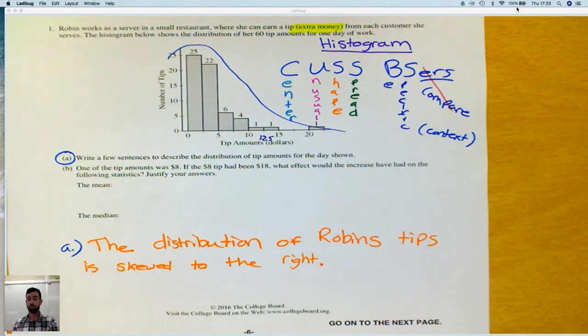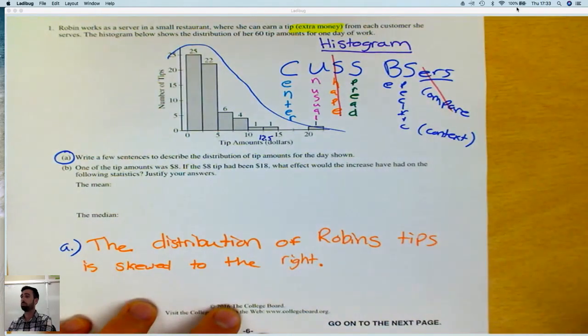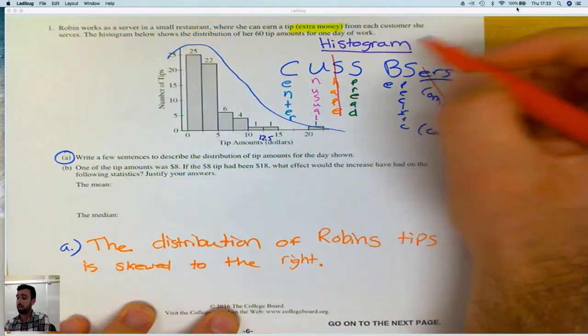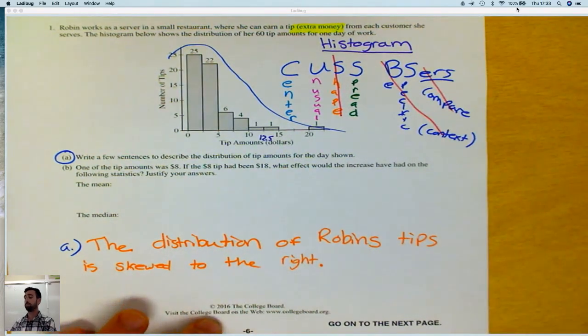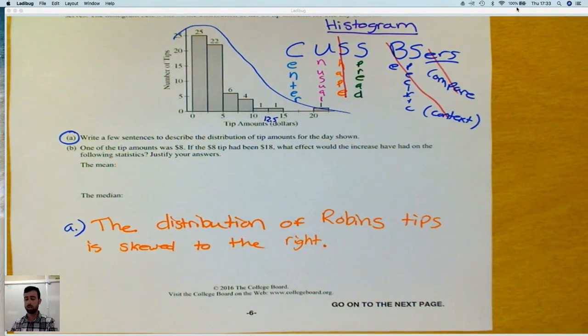Now, with that response, we got 2 of the 5 things that we need. First, we got the shape skewed to the right, and we got be specific. So we talked about it being Robin's tips. So we do not need to talk about Robin's tips or context anymore. We've gotten that full point. We're good to go. Next, we can talk about the median or the mean.